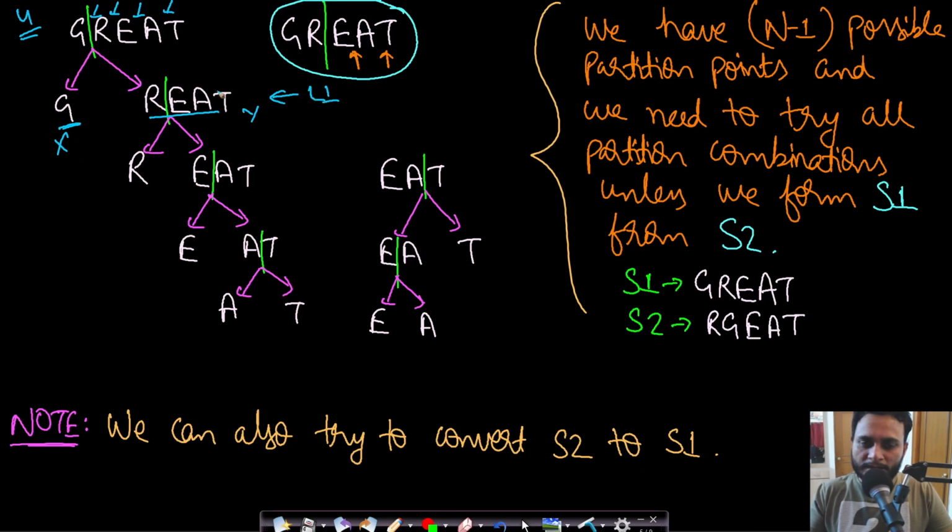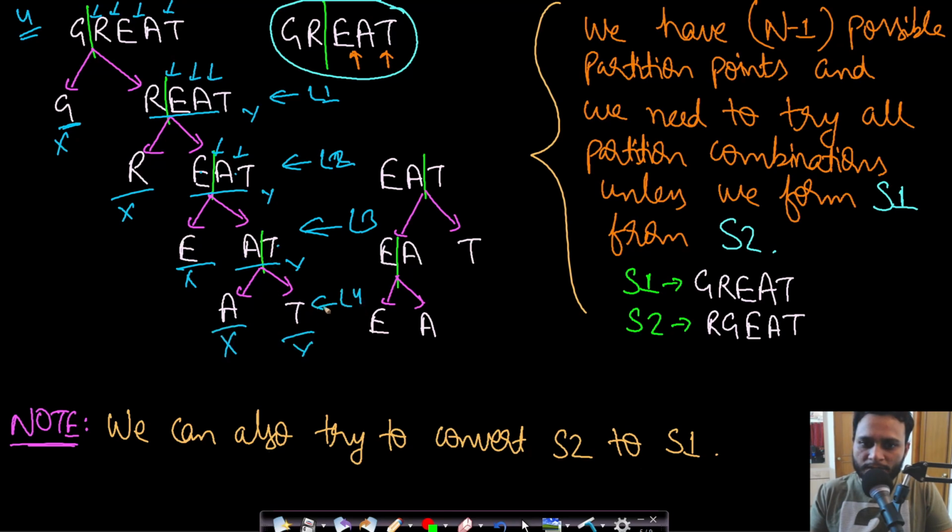Now again, REAT can be divided into 3 possible partition points because this is of length 4. Let's assume that we are dividing between R and E. So this is level 2, and at level 2 this is X and this is Y. Now again EAT can be divided at two possible partition points, but we will assume that we will be dividing between E and A. So if we do that, then this is X and this is Y. This is at level 3. And again AT can be divided in the same way. This is X, this is Y, and this is level 4. Okay, level is nothing but the depth, and this is depth equals to 0.